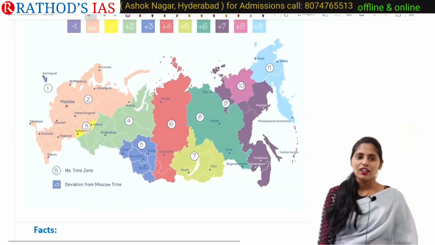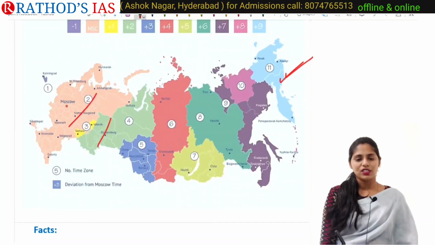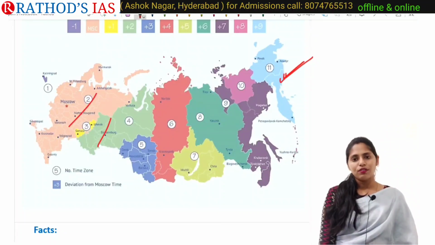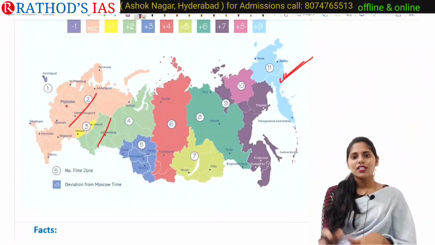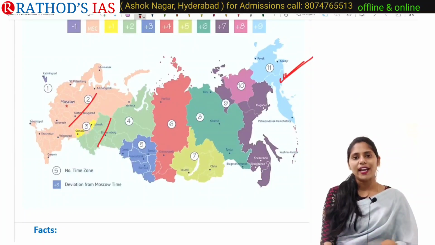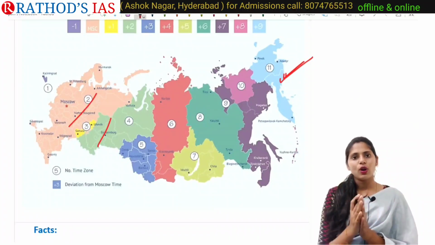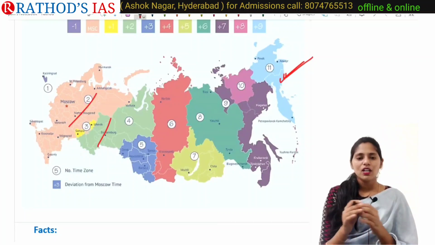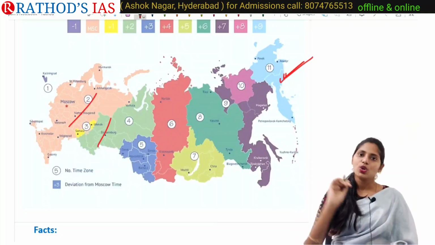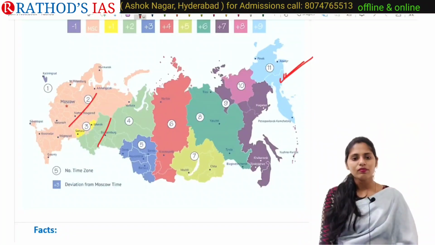And if you're talking about Russia, at present there are about 11 time zones. These colors mainly show the time zones. These time zones will change over a period of time, so you have to be updated. Till now there is no question asking which country has how many time zones, but you should know that every country will not follow only a single standard meridian. Countries with large geographical expansion from east to west will have different time zones.